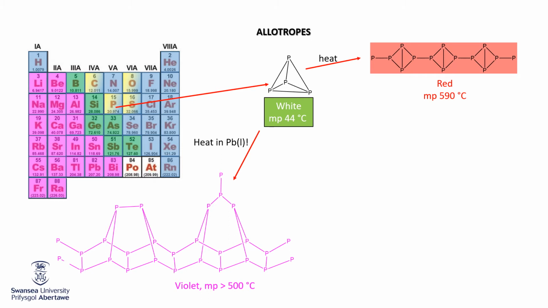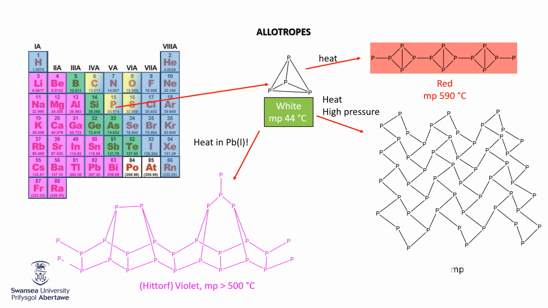Because I guess he was so weird as to think about heating it up in molten lead, this is named after the chap who first did it in the 1860s, a chap called Hittorf. And then if you heat it up under high pressure, you get black phosphorus, made up of joined-up six-membered rings in this puckered shape, and you get these puckered sheets that run parallel to each other. So it's a very similar arrangement to graphite, except that these sheets are puckered instead of totally flat, which leads me on to the next slide.